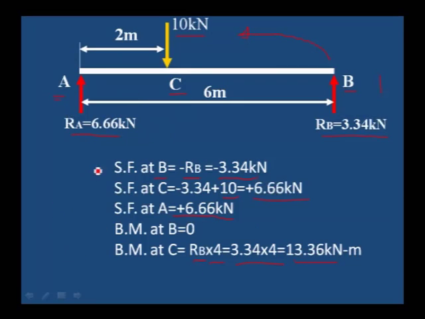Now we have the values. Bending moment at B is 0 as well as bending moment at A is equal to 0. The central value is 13.36. Similarly, we have the three values of shear force: 3.34, 6.66, 6.66. Let us draw the shear force and bending moment diagram.